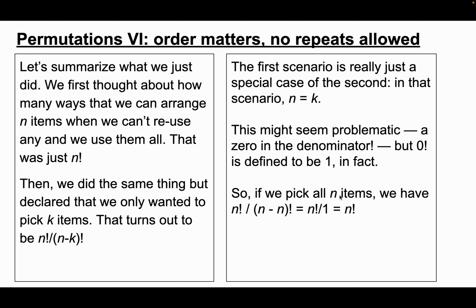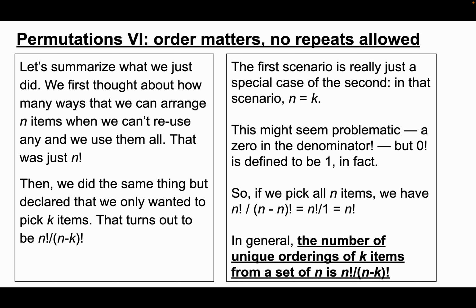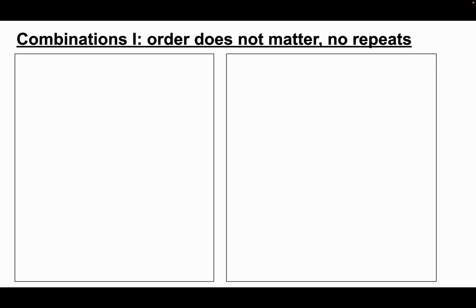So anyways, if you pick all n items, you have n factorial over n minus n factorial, which is 0 factorial. That's n factorial over 1, or n factorial. So we actually saw that our first example was just a special case of the second. The general formula for the number of unique orderings of k items from a set of n is n factorial over n minus k factorial. It's a good thing to know.